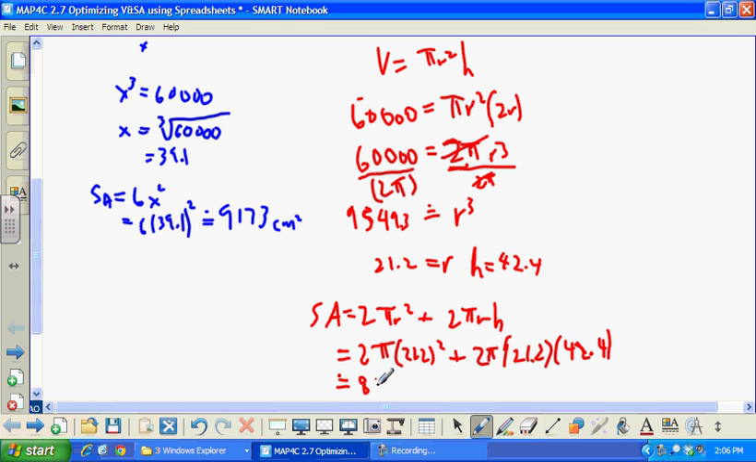84.71. Decimal 7, so I'm going to round that to 2 centimeters. And there you go. Well, the cube was 9,000 and change. The cylinder was 8,400. So far the cylinder is the best.